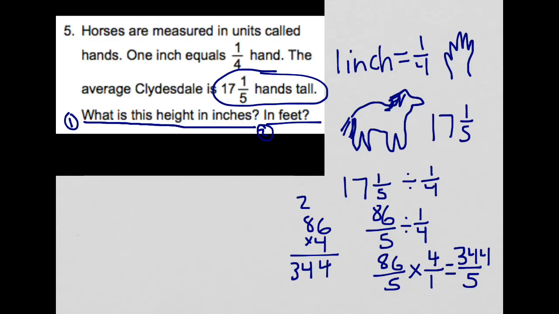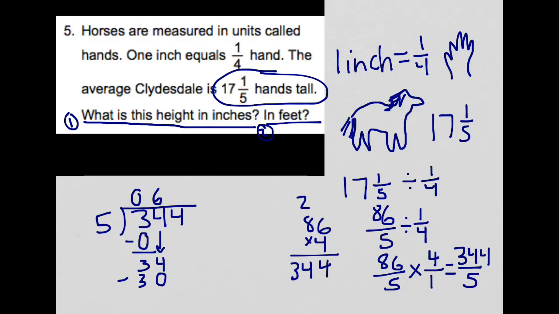And I'm going to go ahead and do 344 divided by 5. 5 can't go into 3, so I put a 0. 5 times 0 is 0. 3 minus 0 is 3. Bring down the 4. 5 goes into 34 6 times. 6 times 5 is 30. 34 minus 30 is 4.